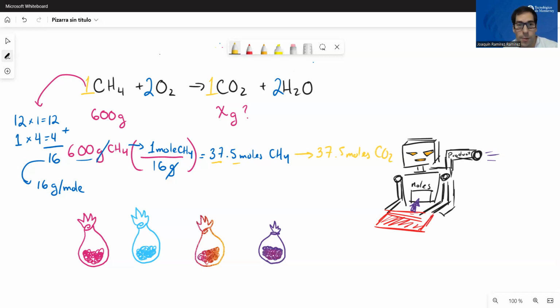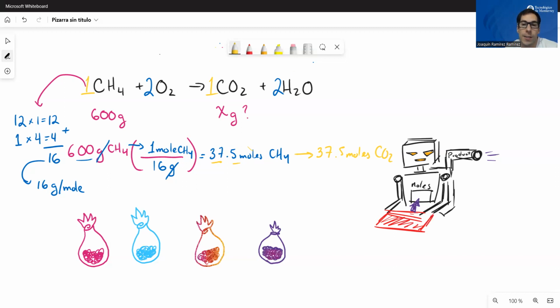This is not always the case when the relationship is 1-to-1. For example, if I wanted to calculate the amount of water that is produced when I burn 1 mole of methane, I will have to multiply the moles of methane by 2, because for each mole of methane, I produce the double number of moles of water, right? So the relationship is 1-to-2.